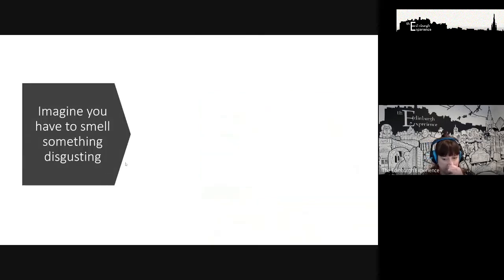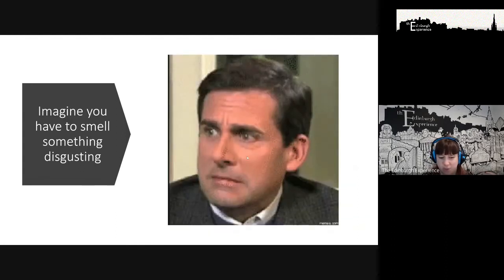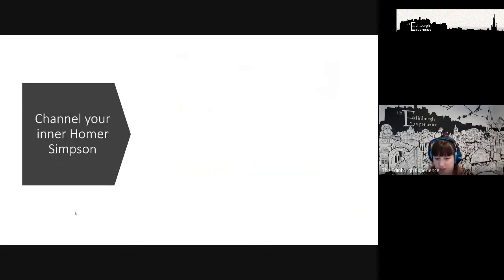Okay, another way to think about it is imagine you have to smell something really disgusting, right? And you would go, "uh". Like milk that's been left outside for 4 days in the sun and you smell it, right? And then finally, another way you can think about it is channel your inner Homer Simpson.